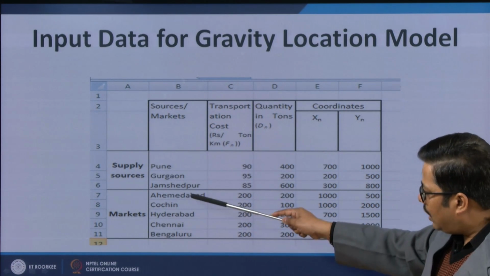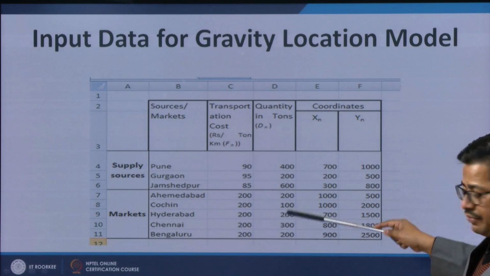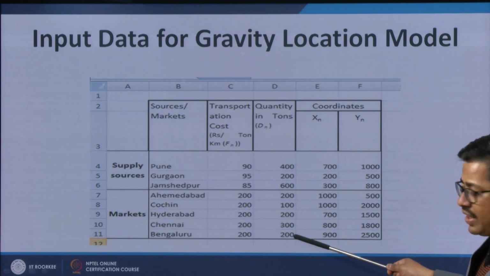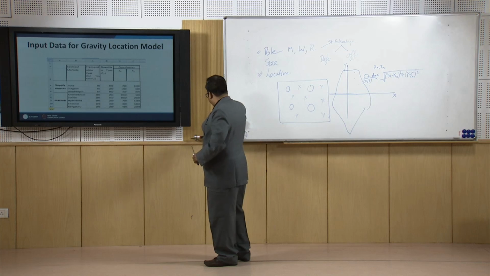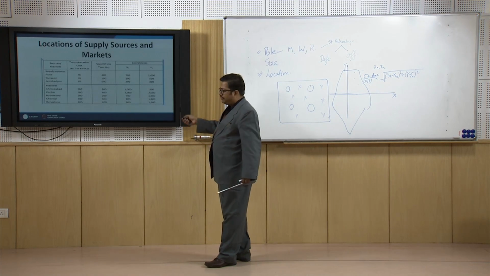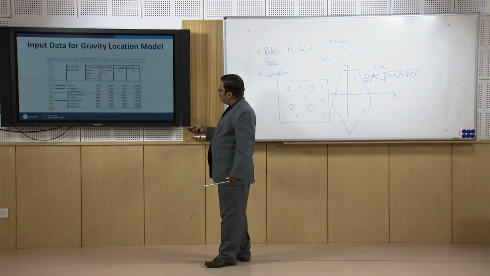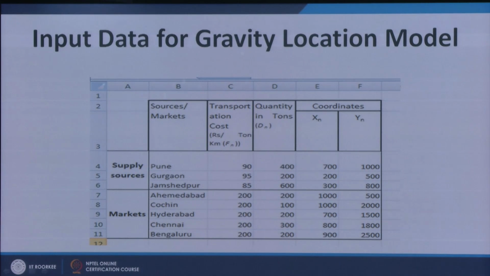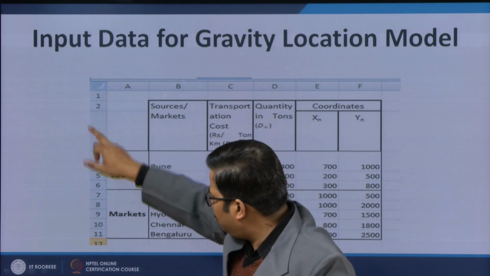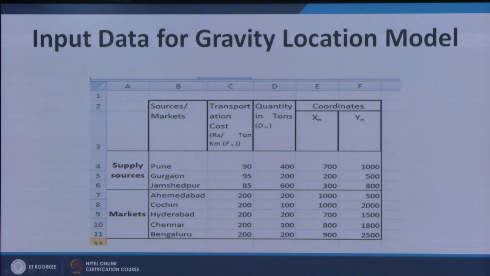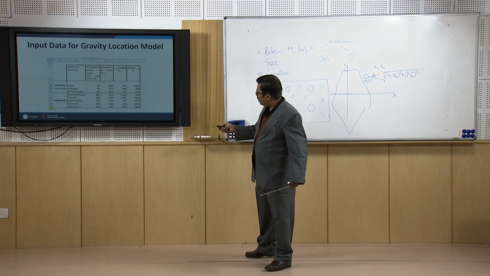Pune, Gurgaon, Jamshedpur, Ahmedabad, Cochin, Hyderabad, Chennai, Bangalore. So, use this data: the transportation cost data, the quantity available at these places and required at these places. This is the source, these are the destinations and the coordinates. So, this is the input data. In fact, this is exactly the last table which was given to us in simple format, and I have just copied the same table into this Excel spreadsheet. I think you should also start from B to F and from row 2 to 11, so that you can follow while doing the calculation at your end with the help of the formulas which we will be developing, and see how the results come.